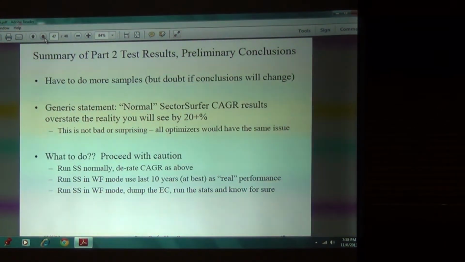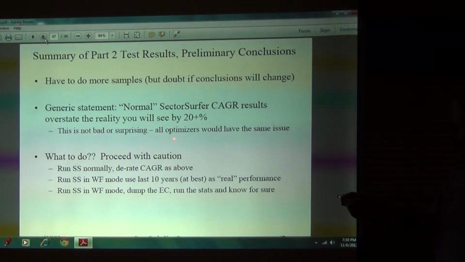So if somebody asked me how much am I going to lose if I turn on walk forward testing, regardless of the funds I'm putting in there, I'm going to give you a wishy-washy statement like, whatever normal SectorSurfer tells you, take 20% off. That's how much you're going to lose in terms of compound annual return. So if SectorSurfer tells you you're making 25%, reality is you're going to make no more than 20. Very broad generic statement.